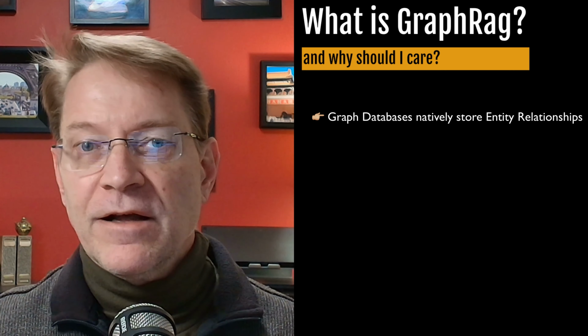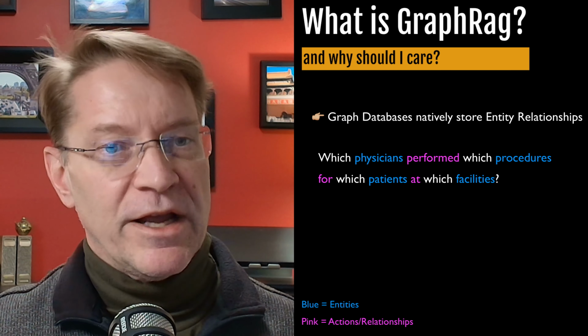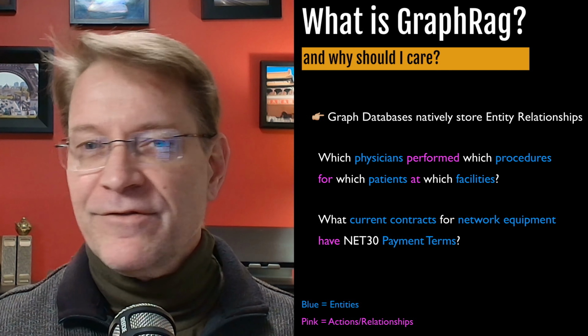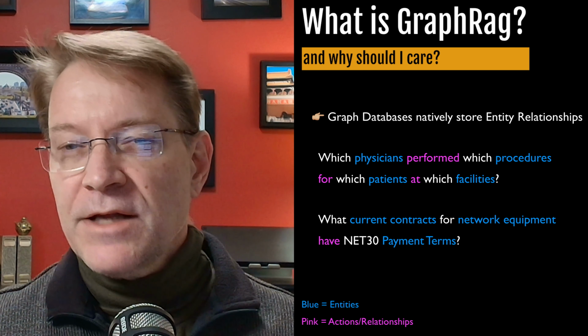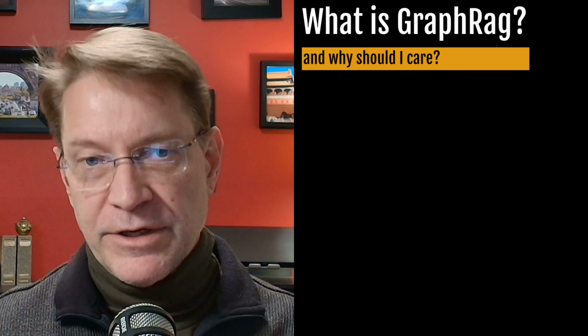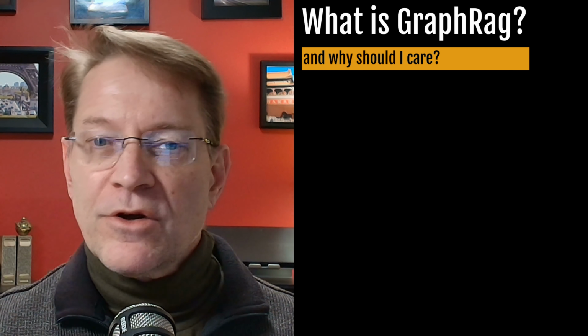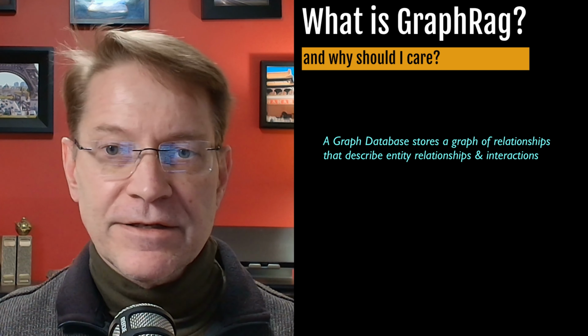Think about an LLM that needs to answer questions like which physicians performed which procedures for which patients in which facilities, or identifying what current contracts for network equipment have net 30 terms. These types of questions are usually difficult to answer with either similarity search or relational database queries. So when the questions are which data entities had which actions or have what relationship to other data entities, graph data storage is at the top of the list.